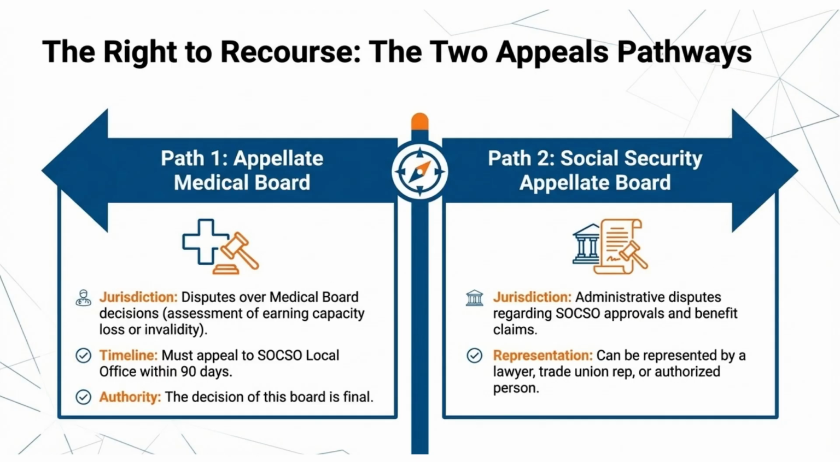Path 2 is the Social Security Appellate Board, which handles broader administrative disputes. If an employer, employee, or dependent is not satisfied with the decision made by SOCSO on any matter related to benefit approvals or claims, they can appeal to this board. Appellants can be represented by a lawyer, a trade union representative, or any person authorized by the board.